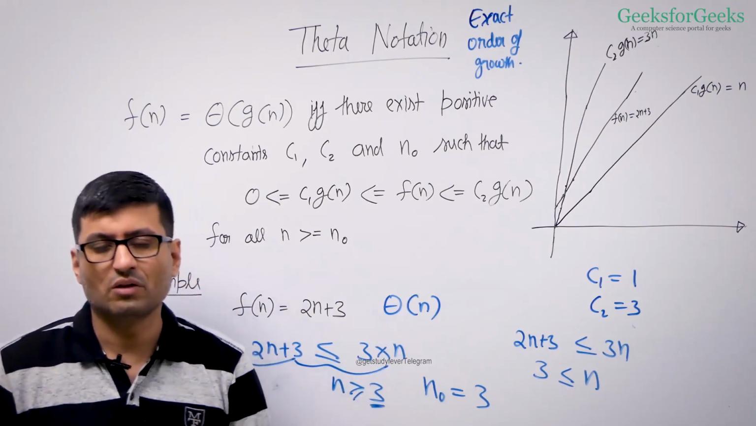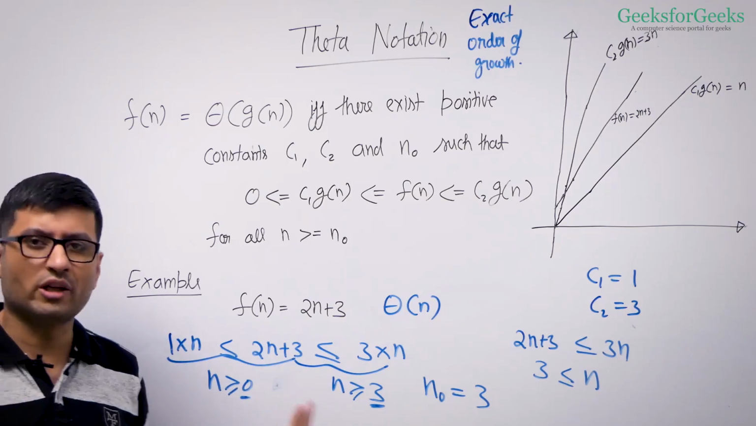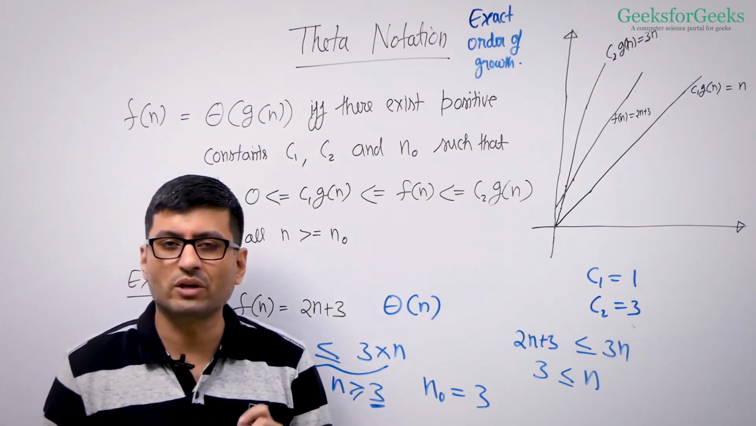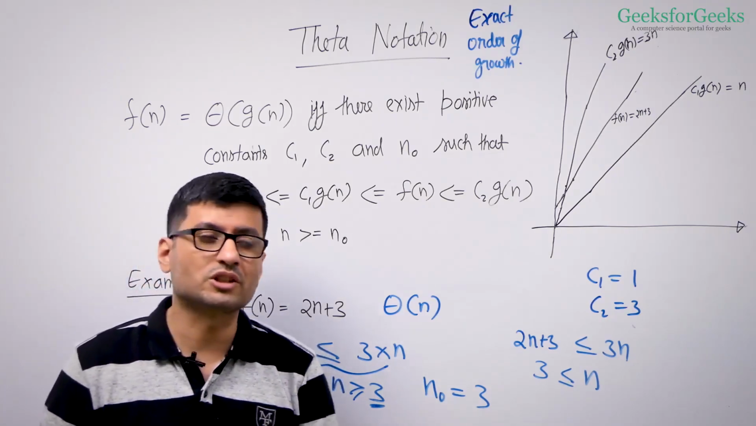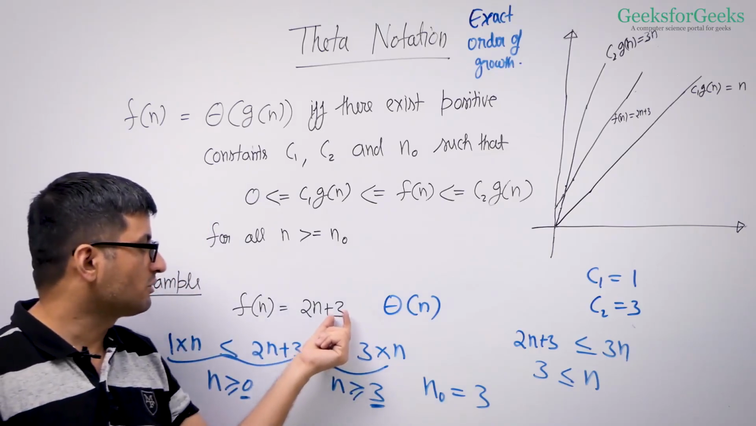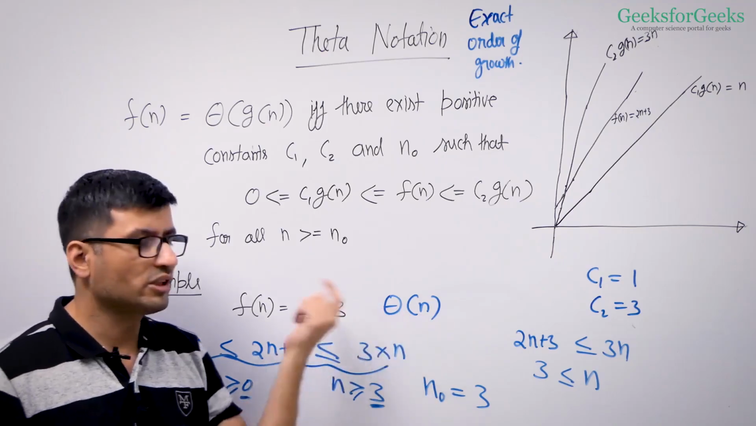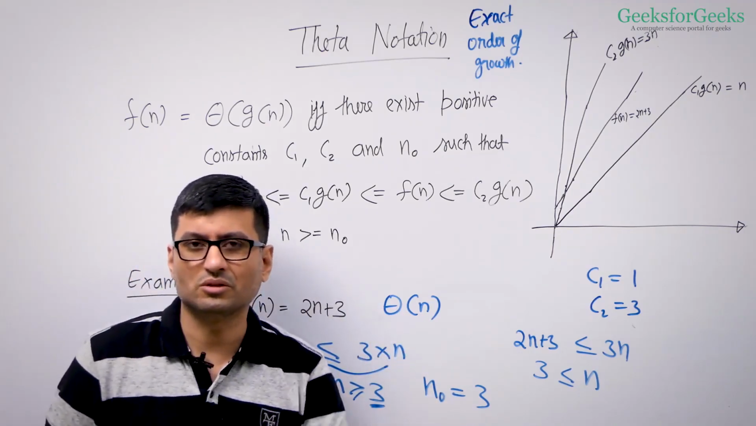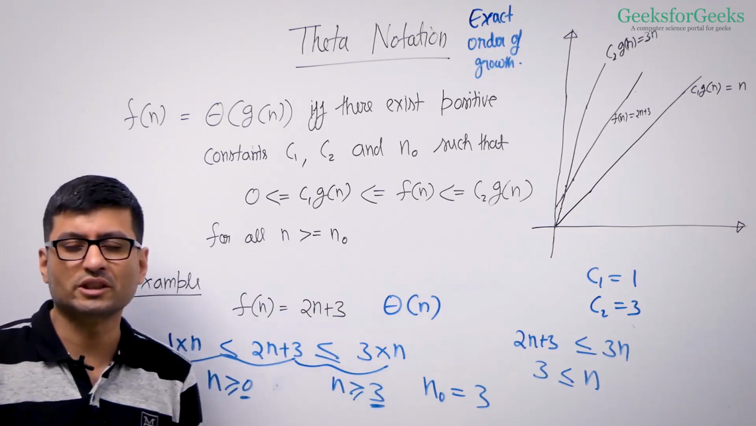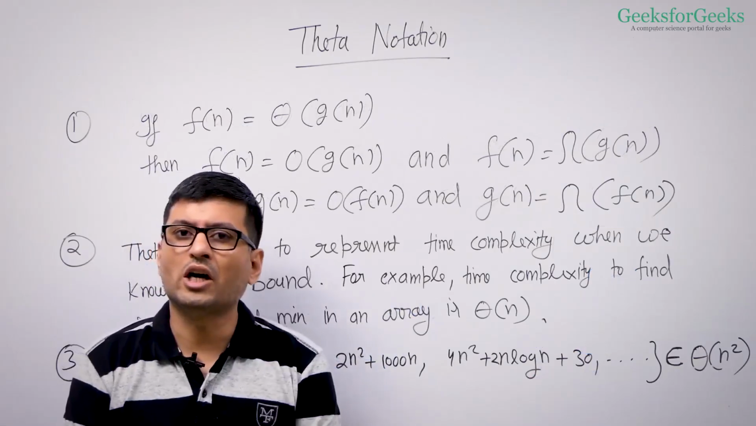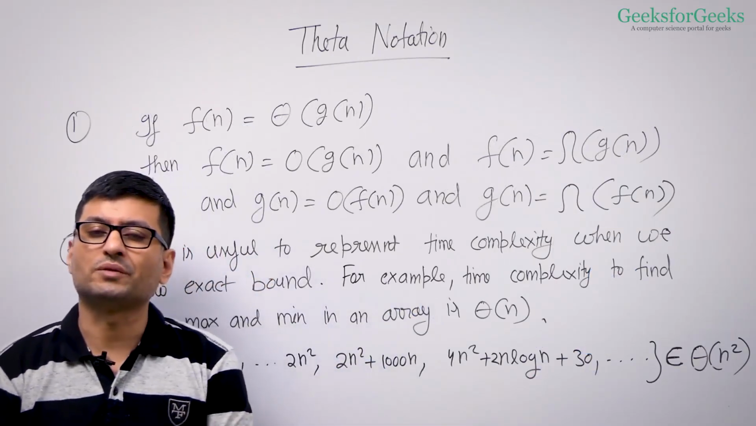In general, we do not need to do all that mathematics. We can use our direct formula for order of growth, which is: ignore lower order terms, ignore the leading constant, take the highest order term and put it in theta. Theta is an exact bound, so you can put only that thing in theta and you can say that's what theta notation is. Let us now talk about some interesting facts of theta notation.